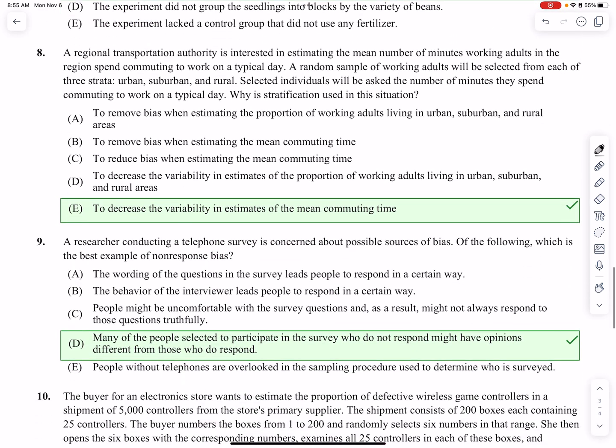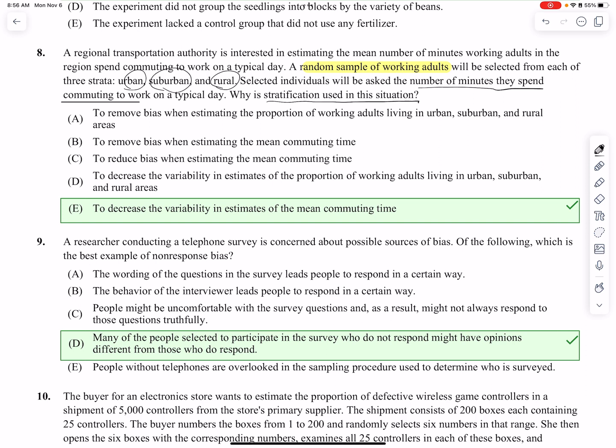All right. A regional transportation authority is interested in estimating the mean number of minutes the working adults in a region spend commuting to work on a typical day. A random sample, that means we can conclude to a larger population of working adults, will be selected from 3 strata: urban, suburban, and rural. Select an individual that will be asked a number of minutes. Here's what we're asking: they spend time commuting. Why is stratification used in this situation?